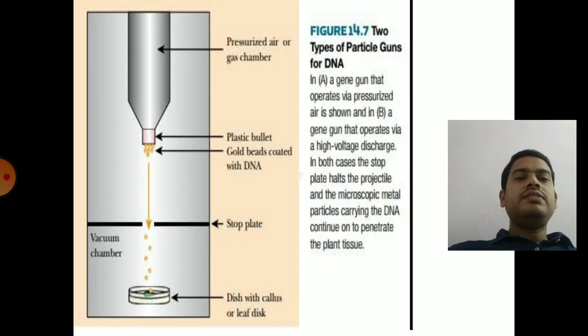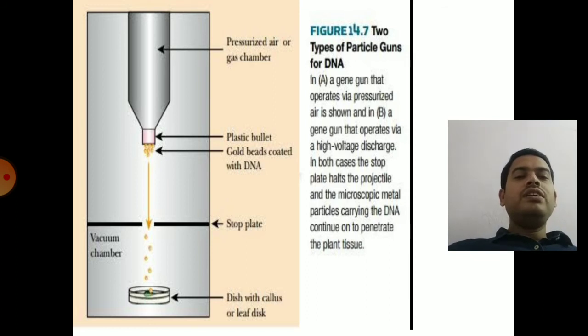So the next one is particle bombardment, the biolistics method. This particular method is widely used for plant cells. Here there will be a gene gun loaded with gold particles coated with your transgene, and this gun is used to introduce the gold particles containing the transgene into the plant cells.